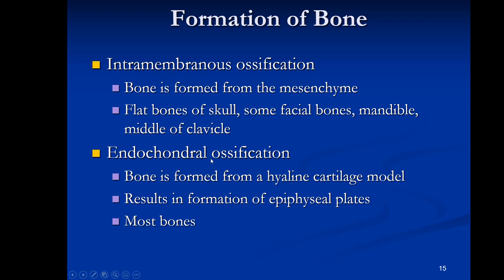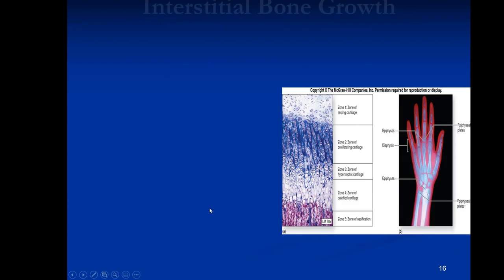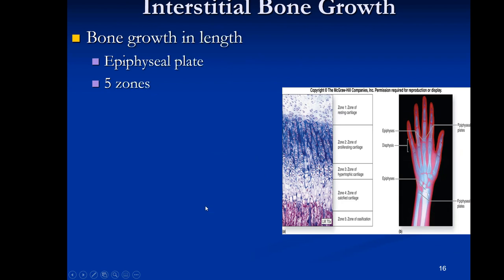But most bones are going to be formed from a hyaline cartilage model, and this is called endochondral ossification. This is when we get bones formed due to those epiphyseal plates or growth plates that I was mentioning. So I want to talk a little bit about that. If we zoom in on the epiphyseal plate, bone growth in length is called interstitial bone growth, and it occurs at the epiphyseal plate. If you look at this x-ray of the forearm, you see an epiphyseal plate in this bone right here and this bone right here. These are the ulna and the radius.